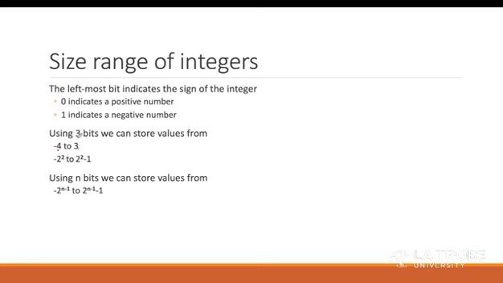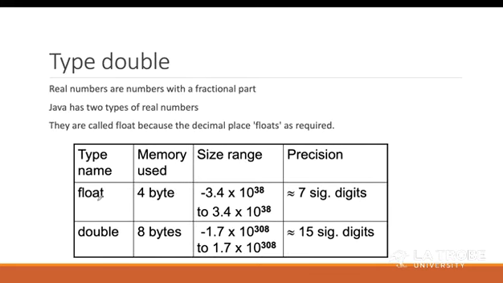So if we replace these 3 bits with n bits, then the formula becomes minus 2 raised to n minus 1 to 2 raised to n minus 1 minus 1. Why n minus 1? Because if here it was 3 bits, then this was 2, which is 3 minus 1. So if it's n bits, then it's going to be minus 2 raised to n minus 1 to 2 raised to n minus 1 minus 1. So this is the size range of integers.